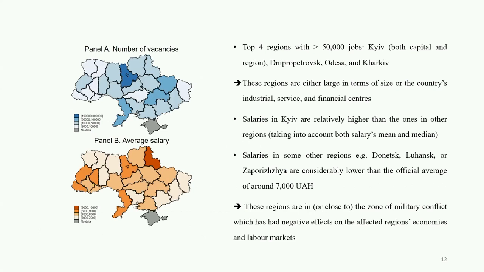And here, obviously, we don't really expect that our online data is representative of the whole Ukrainian labor market. In fact, what we have seen in our data is that most of the jobs listed are from the very large and economically developed regions in Ukraine, like Kyiv or Odessa. On average, the salary in Kyiv is much higher than the average salary in other regions, while the salaries in the regions that are in the conflict zone or close to the conflict zones are much lower than the official average.